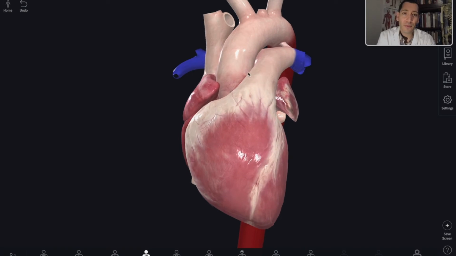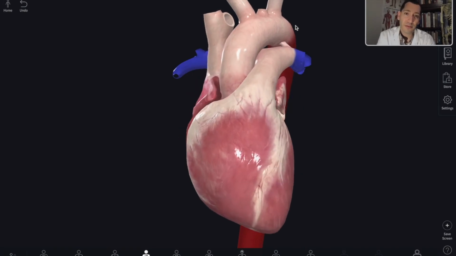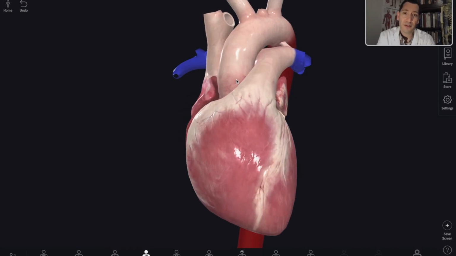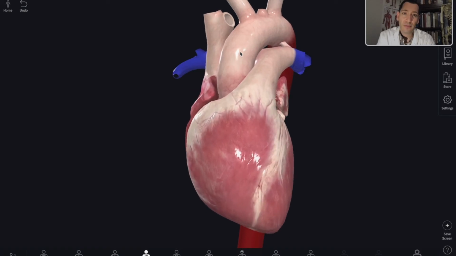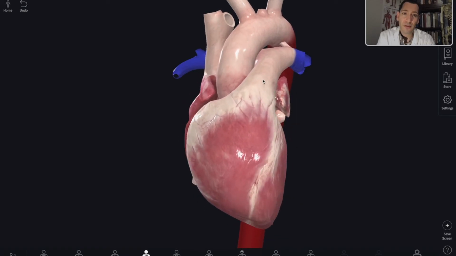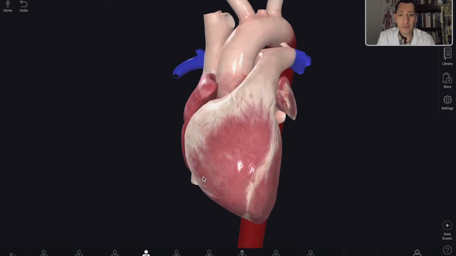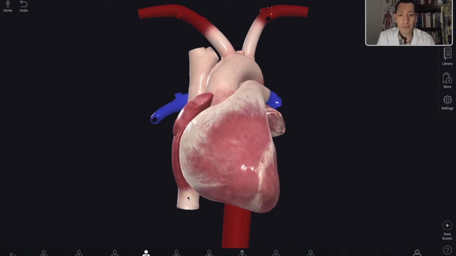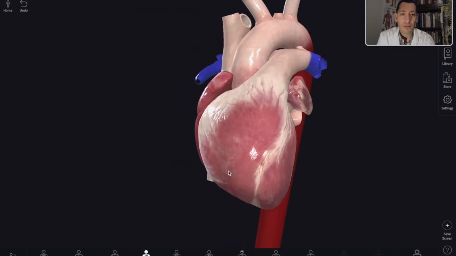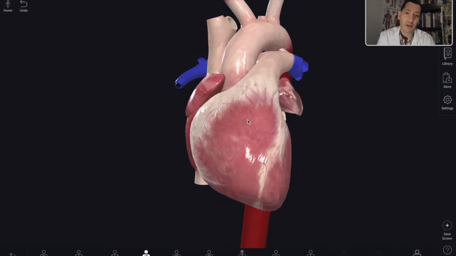And we have a few major blood vessels attached to the heart. We have the aorta, the pulmonary trunk, and trunk is just a fancy word for short vessel. And we also have the superior vena cava and the inferior vena cava right here. These are a few of the major vessels attached to the heart.